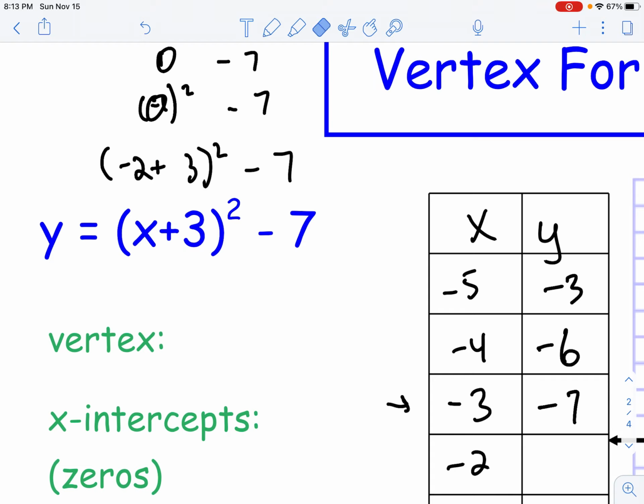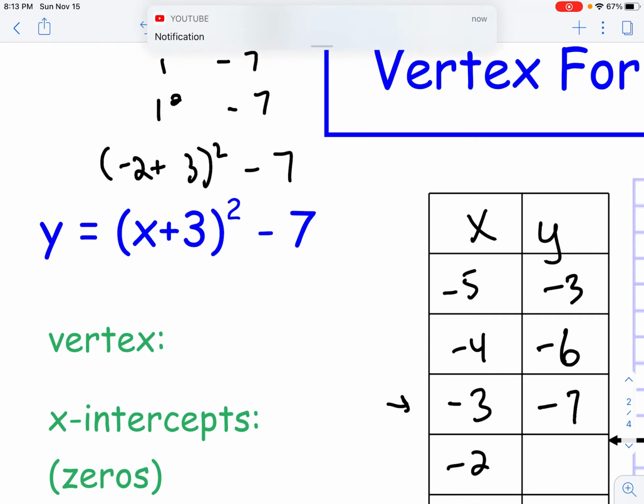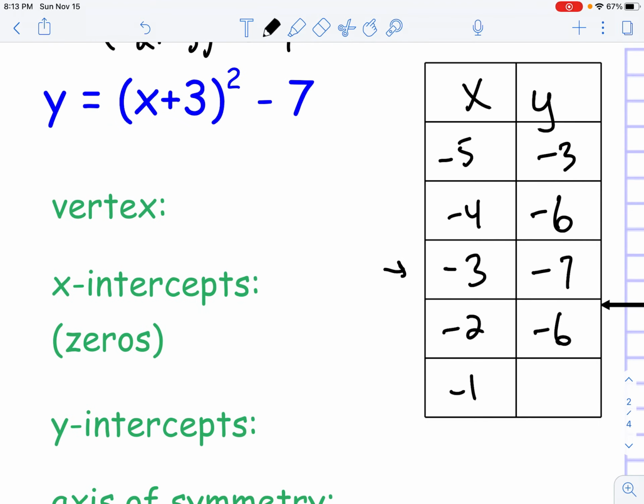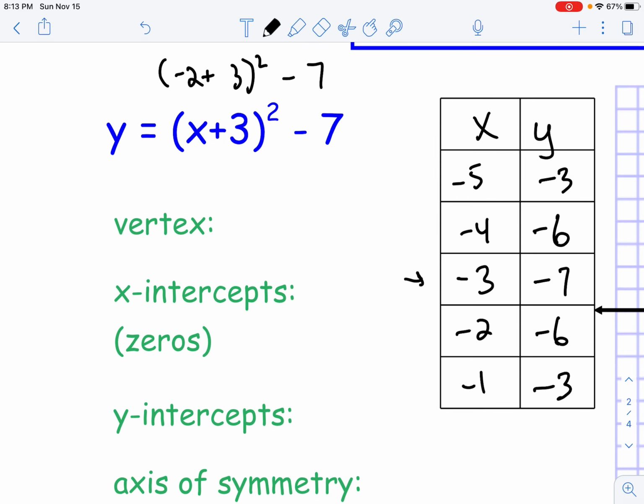This becomes positive 1 squared, which is 1. And 1 minus 7 gives me negative 6. And what you'll notice on these is they're very symmetric. That's why we have that axis of symmetry. And so you know that negative 1 is also going to have a y value of negative 3 because this is symmetric on the y's. So our vertex is going to be that middle value, negative 3, negative 7.